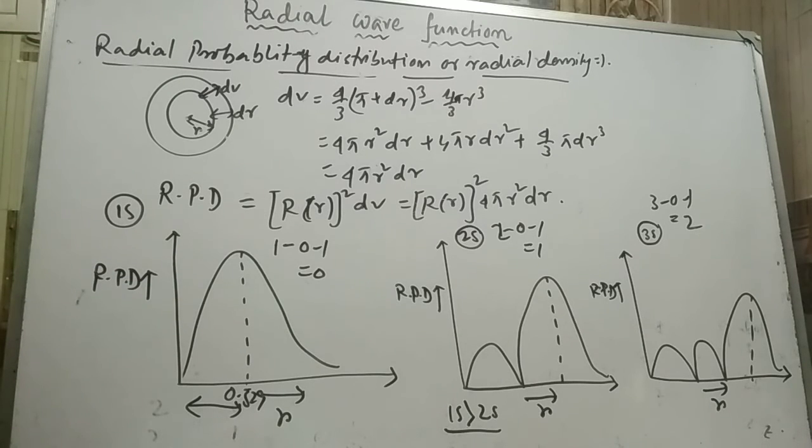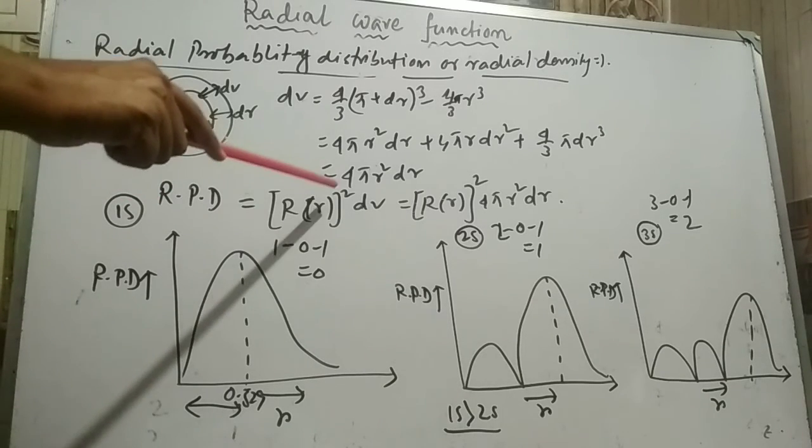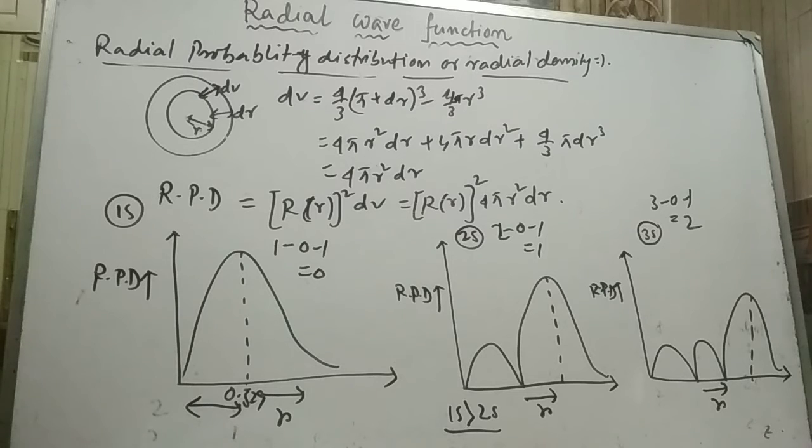And secondly, the number of nodes is calculated. And the third point is very important: the radial distribution curve cannot have a negative value because this is a probability. So the term is squared, so it has no negative value. All the values are positive.